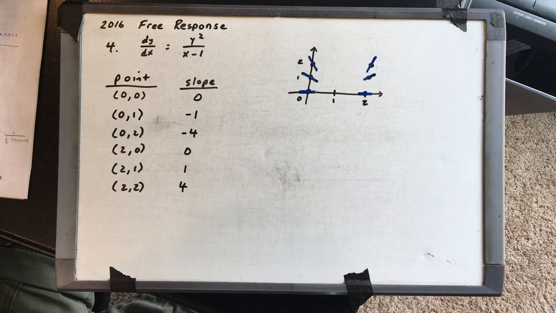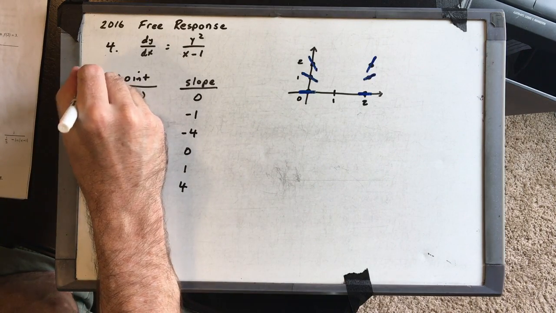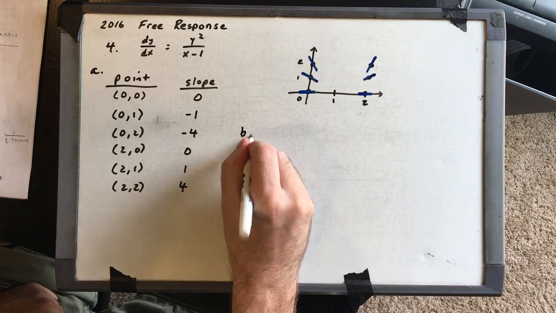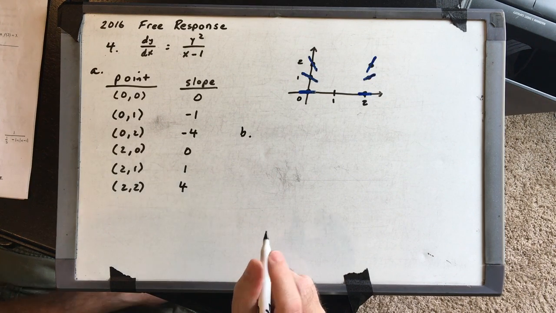Okay, let's see. So that's part A, and I'm telling you right now, you can get that one. You can get some points on that one. Let's see if I can fit part B here. It says, let y equals f of x be the particular solution to the differential equation with the initial condition f of 2 equals 3. Write an equation for the line tangent to the graph at x equals 2.